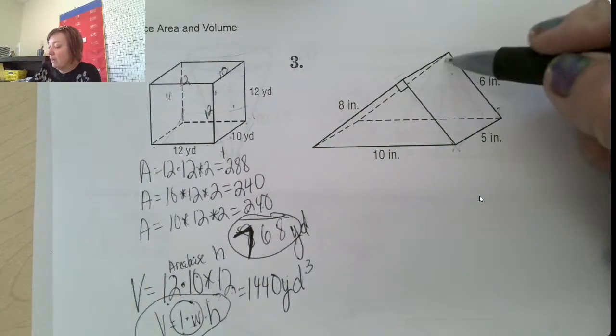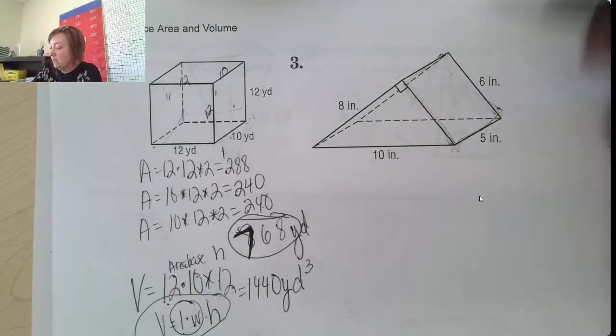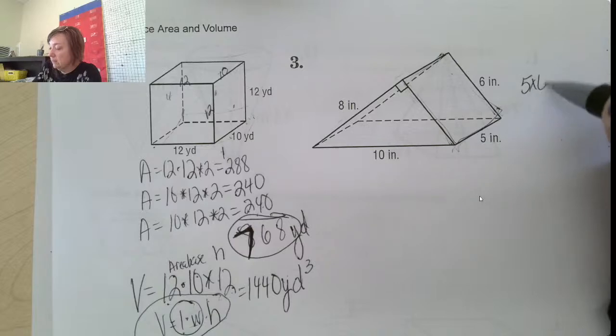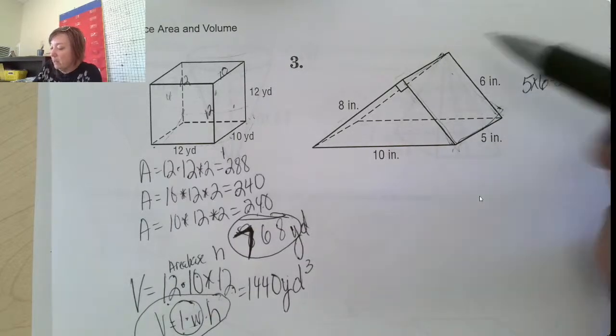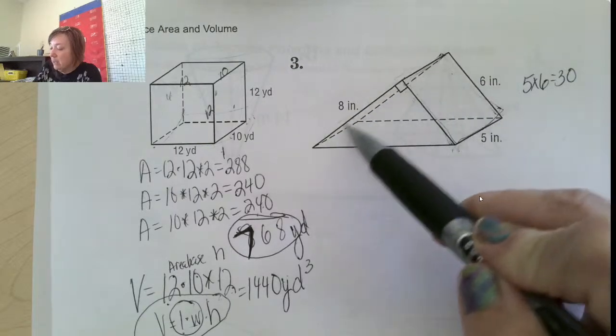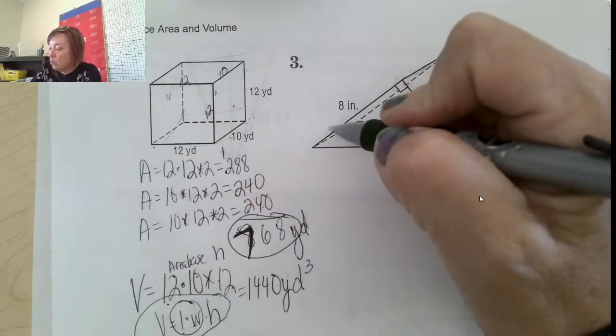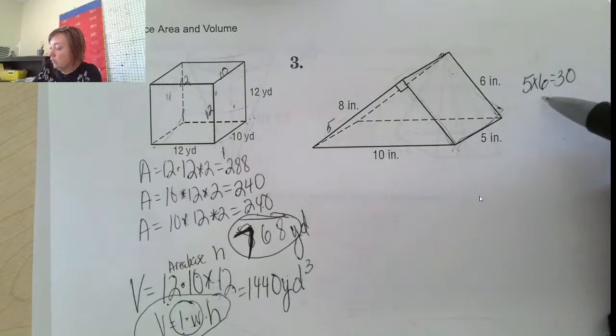So how would we find the area of this side right here? 5 times 6. That's going to be 5 times 6. 30, right? And then we have to find the area of this side over here. That's kind of hard to see, but we know that it is 5 inches wide and it is 8 inches tall, right? So 5 times 8.